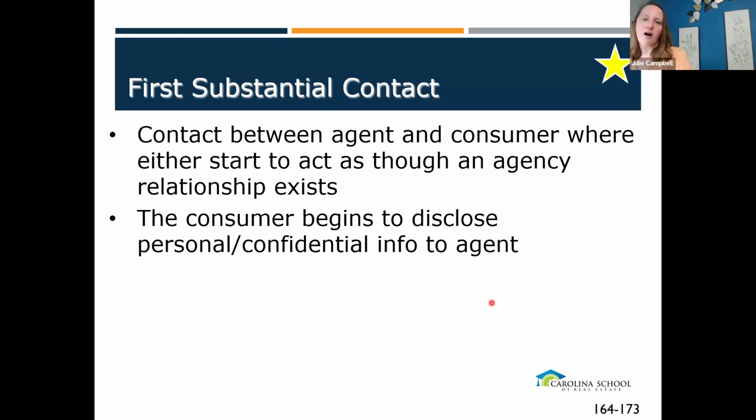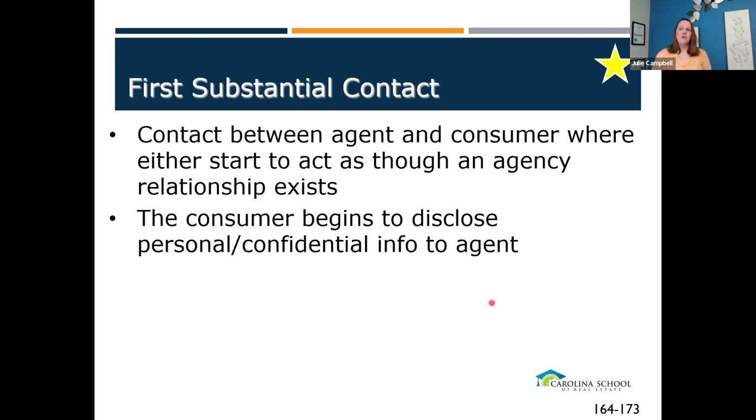That first substantial contact between the agent and the consumer, still the consumer, where either start to act as though an agency relationship exists. When the consumer starts disclosing confidential information about this transaction, or when the agent starts asking confidential information. Once we're disclosing or asking, we've passed first substantial contact.